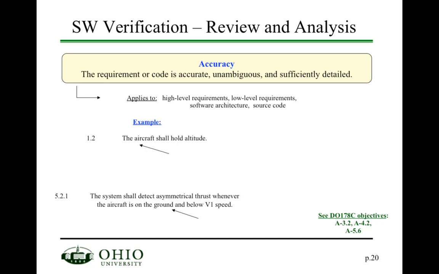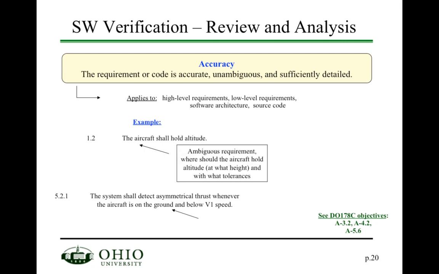But accuracy means, the requirements that are written, are they accurate? Are they unambiguously stated? And do they have sufficient detail? Now, some cases can also happen that they have too much detail, but you want to make sure that they're unambiguous. And for example, a couple of bad requirements: the aircraft shall hold altitude. This is really very ambiguous.